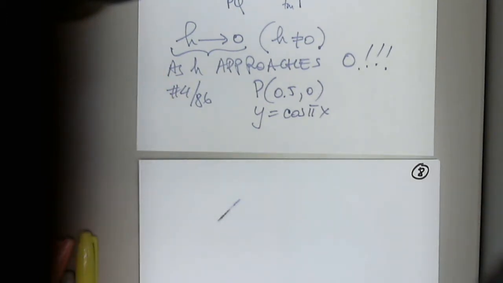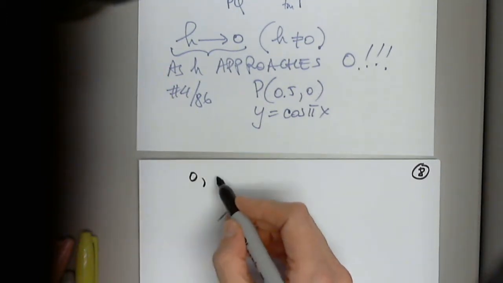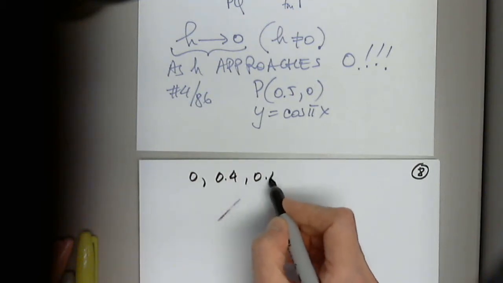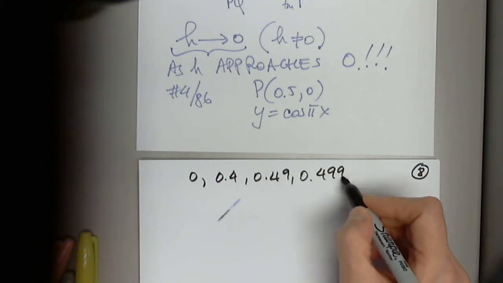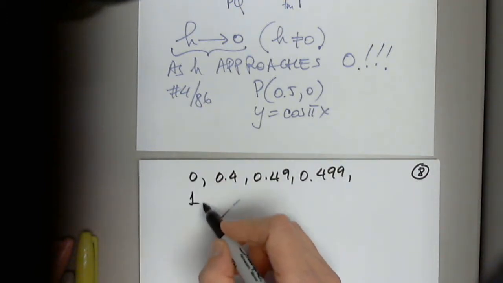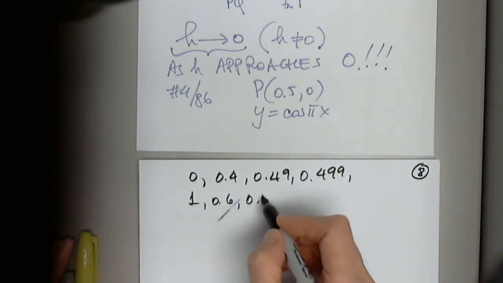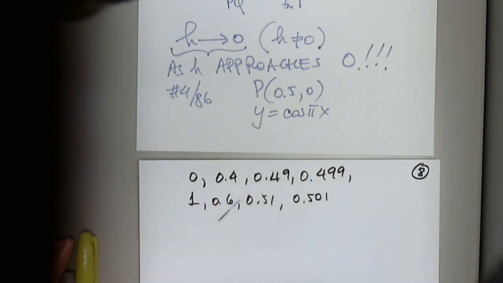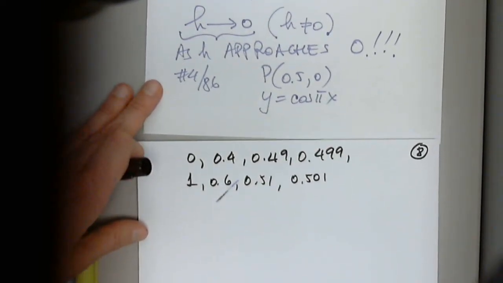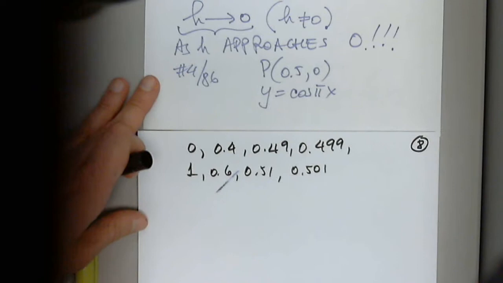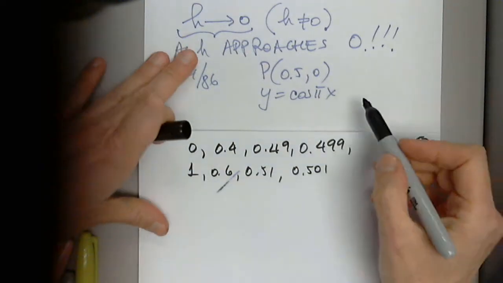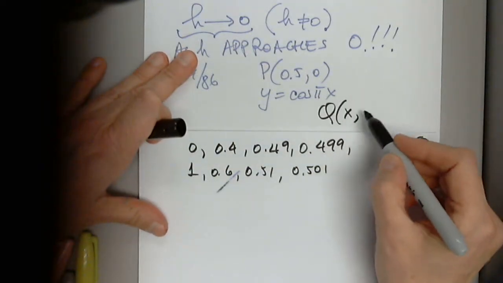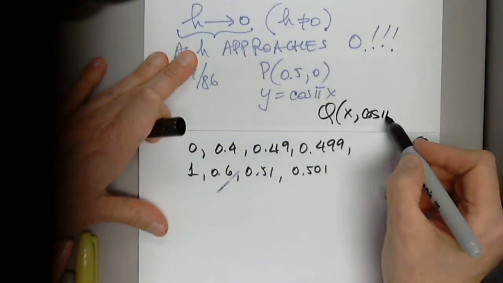So I'm just going to copy what they give. They gave 0, 0.4, 0.49, 0.499, 1, 0.6, 0.51, 0.501. We're also given point Q as being x, obviously, comma, cosine pi x.